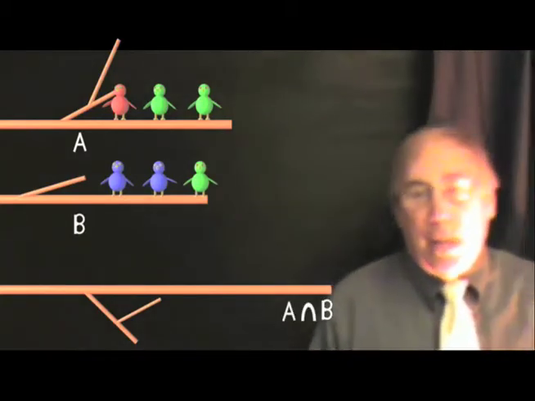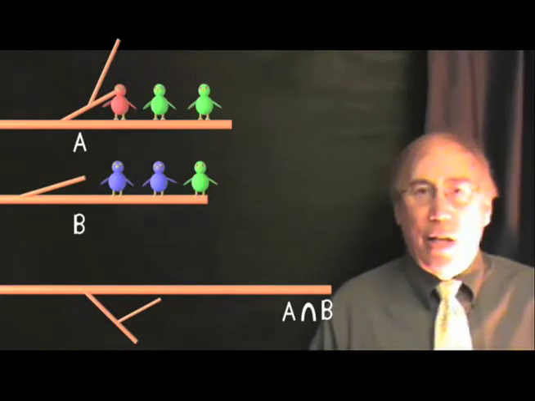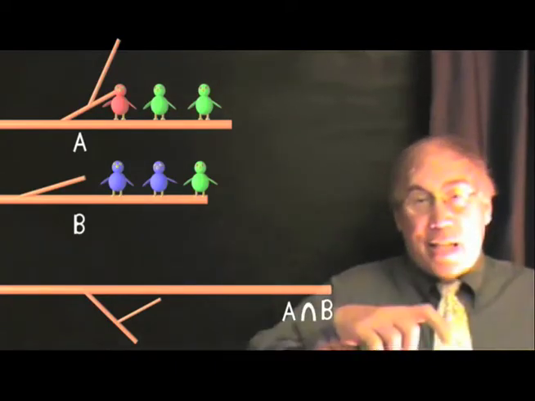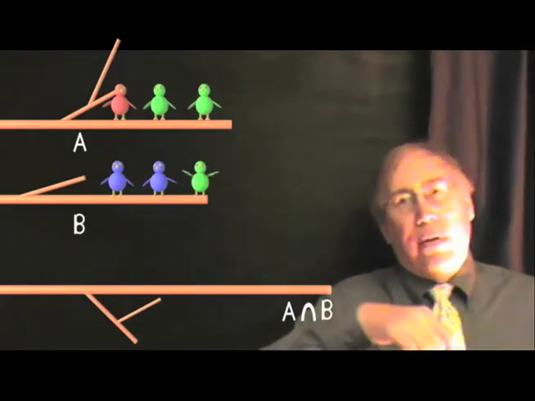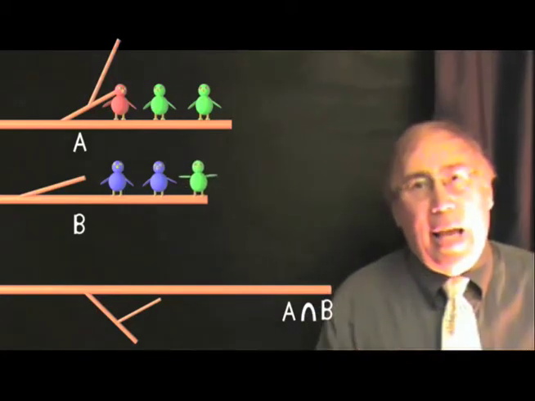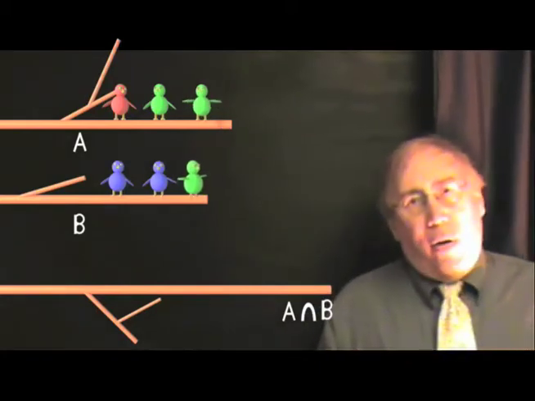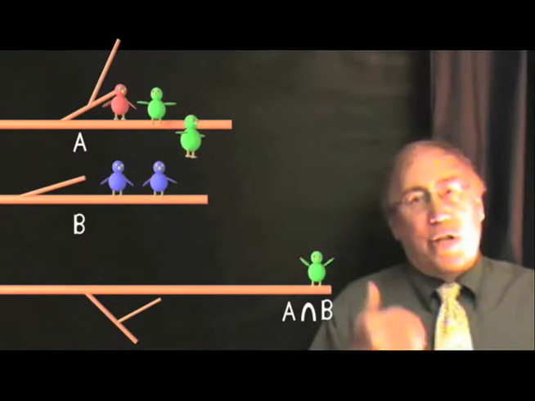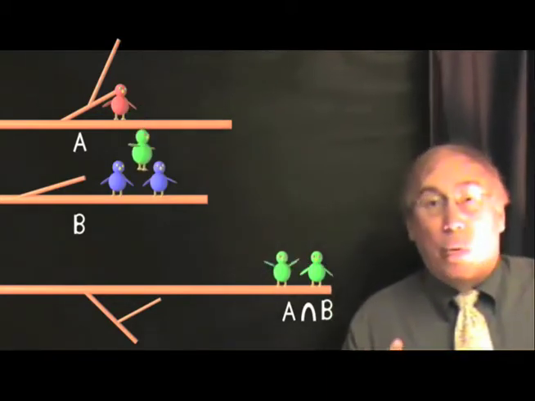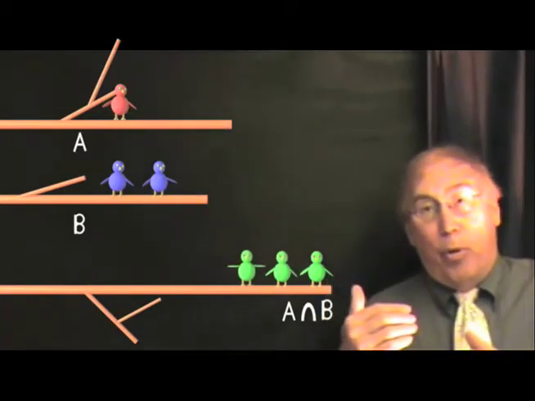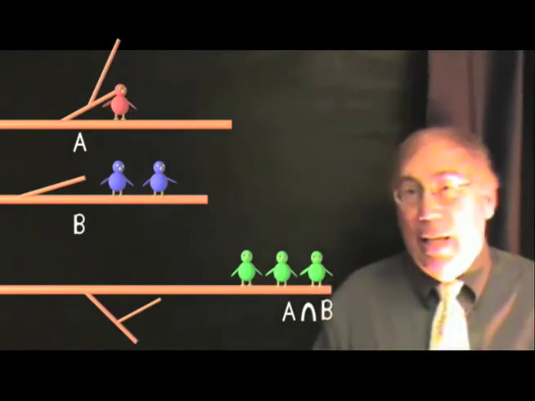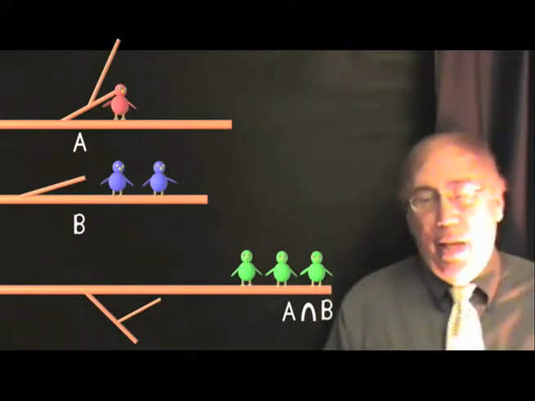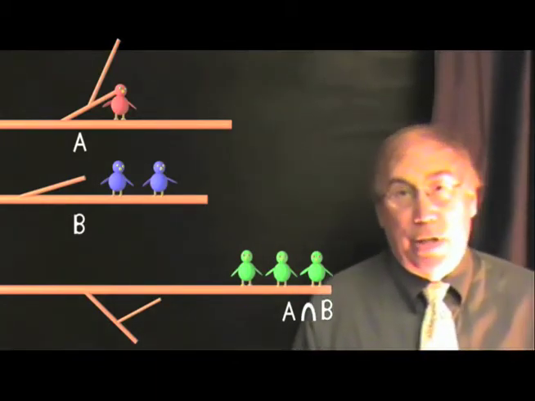Okay, now here comes our first symbol. It's called intersection, and it's like an upside down U. It's asking, what are all the birds in common between branch A and B? Or which birds are on both branches A and B? And that happens to be all of the green birds.